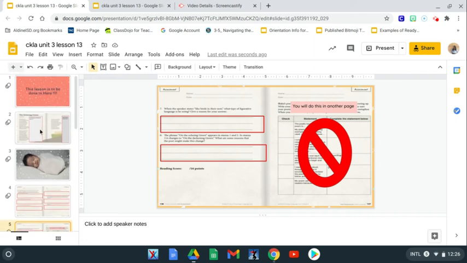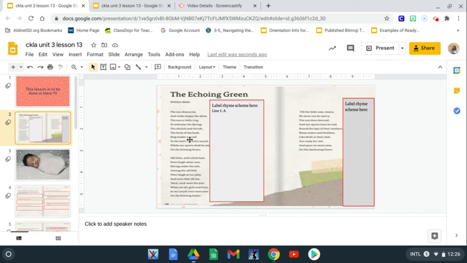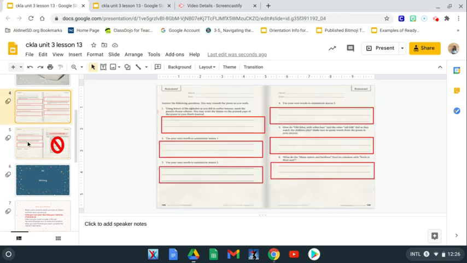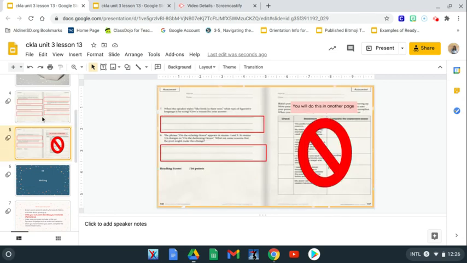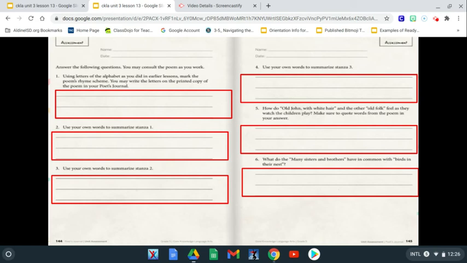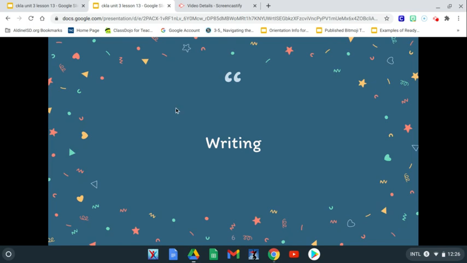So boys and girls, the first thing you're going to do is read your poem, of course. Then you're going to label your rhyme scheme on these two boxes, and then you're going to answer the remainder of your discussion questions. Make sure that you take your time, you thoroughly read your poem, and you think about how to answer these questions to your best knowledge. When they ask you to summarize, make sure your summary is in complete sentences, not just one or two words, okay, boys and girls? And then you'll move on to your writing, okay?